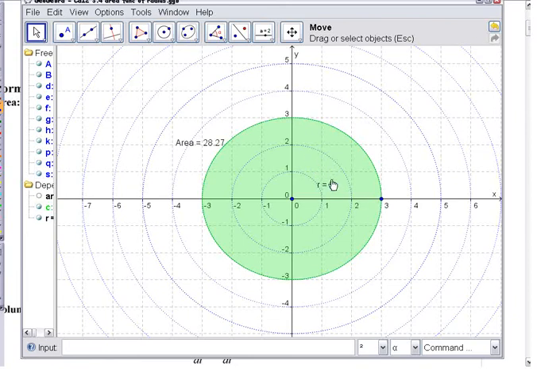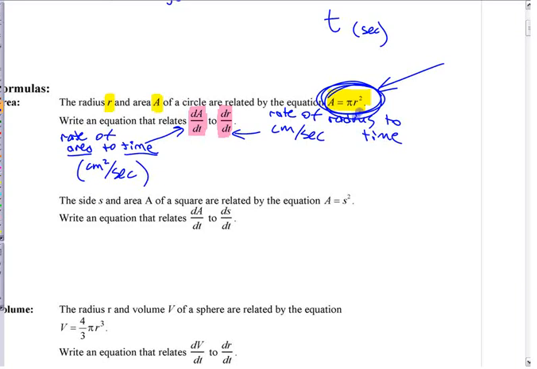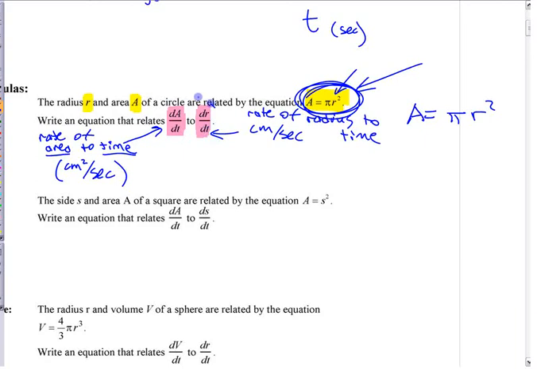You take the radius and you do what? If you want the area, if you want how much is shaded in green, you take the radius, you square it, and then you times it by pi, right? So that's what that formula is saying. That says you take r, you square it, you times it by pi, and you get the area. If that's how the quantities are related, we can find out how the rates are related to each other by differentiating both sides of this with respect to time.